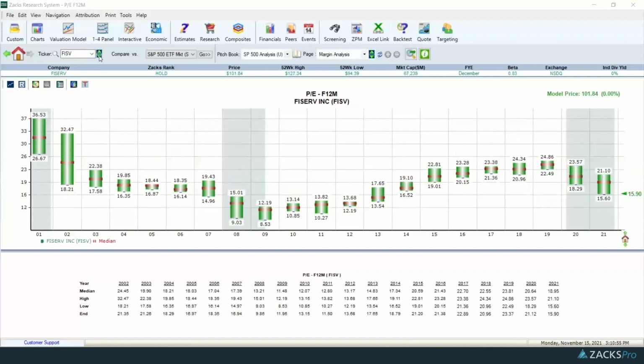So we want to model this. We want to keep going with this just to get an idea of where we're at in the space in terms of discounting. Same thing with Fiserv, right? You can see a much tighter range.